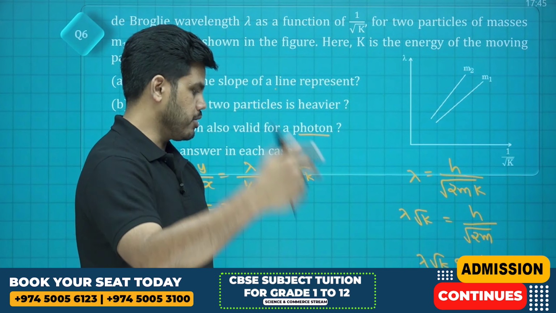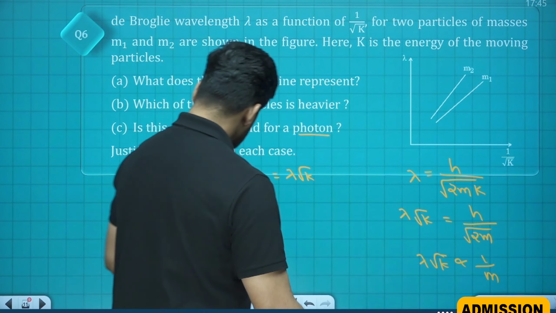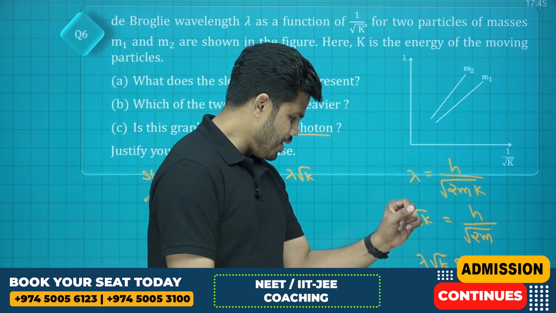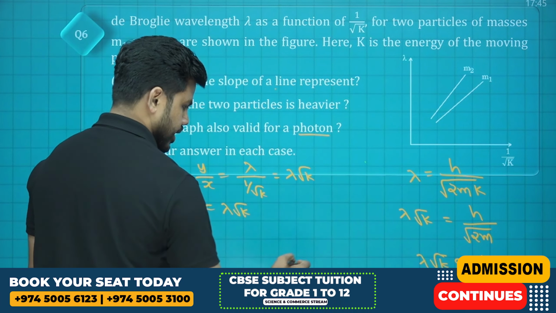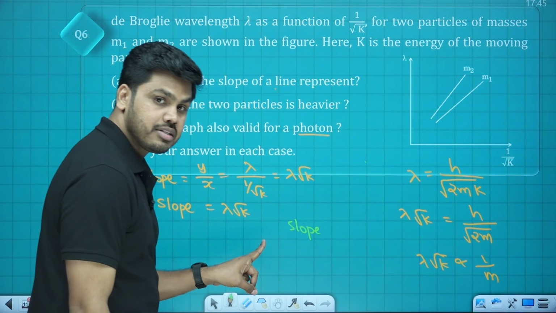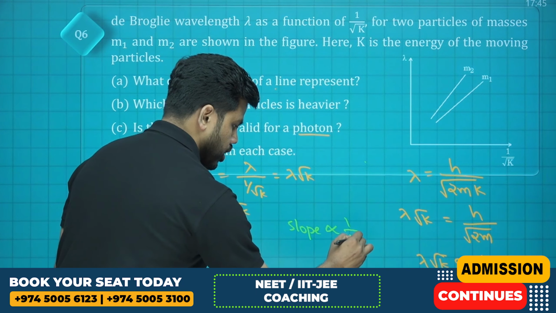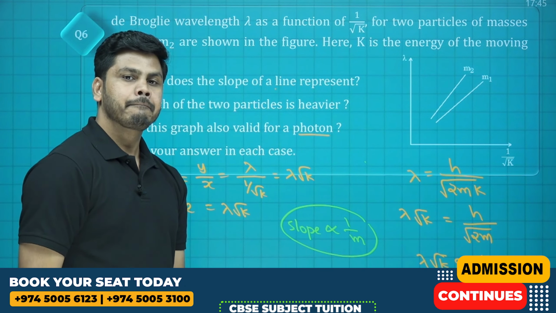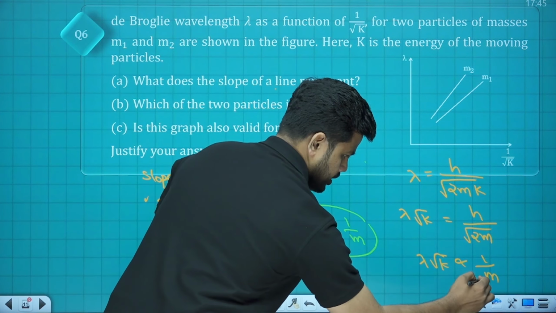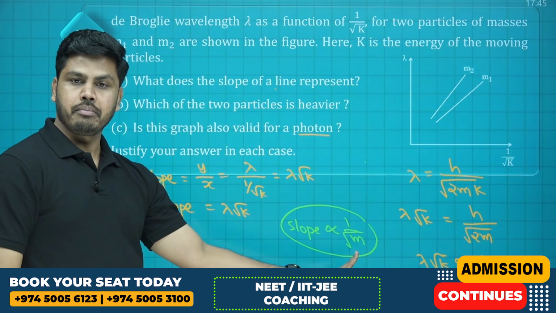See, two vital pieces of information we got. One, lambda root of K is inversely proportional to the mass. Two, lambda root of K represents the slope of the graph, correct? So now we can combine them together. The slope of the graph, which is lambda times root K, is proportional to 1 by m. So slope is proportional to 1 by m. Okay, you have to keep that square root, so it will be 1 by root of m.